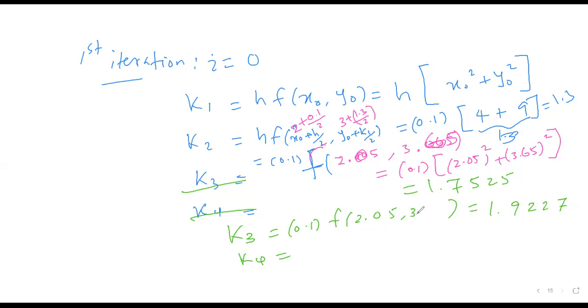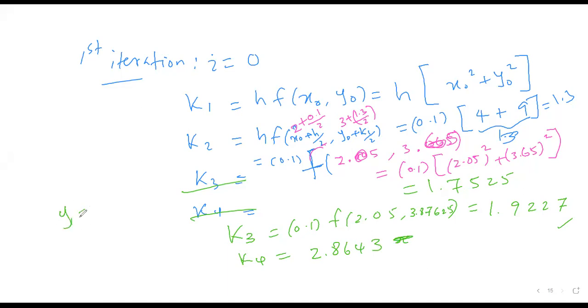This will be 3.87625. Please check, correct? So 0.8, no? Okay, that's fine. 1.9227, good. k4. k4 is 2.8643, good. Yeah.